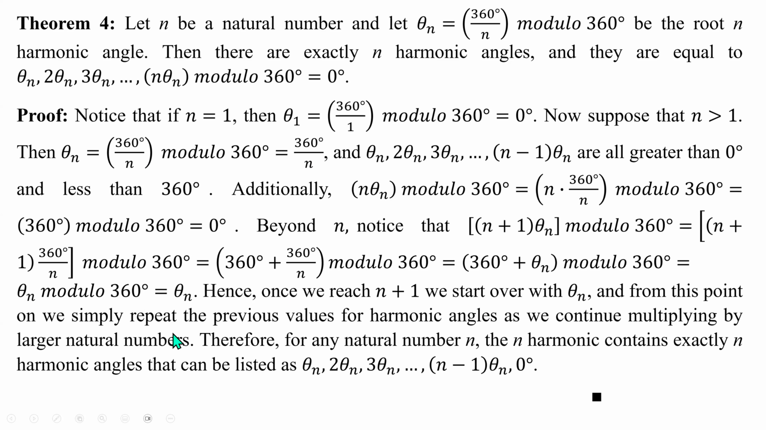And from this point on, we simply repeat the previous values for harmonic angles as we continue multiplying by larger natural numbers. Therefore, for any natural number n, the n harmonic contains exactly n harmonic angles that can be listed as theta sub n, 2 times theta sub n, 3 times theta sub n, up to n minus 1 times theta sub n. And then the next harmonic angle is n times this, reduced modulo 360 degrees, and that comes out equal to 0 degrees.